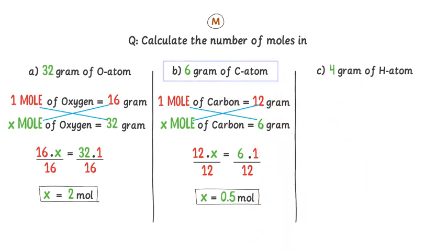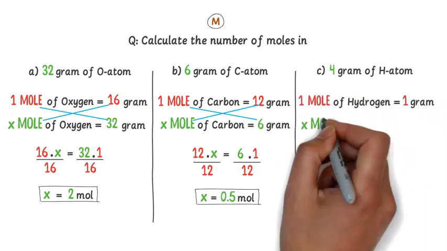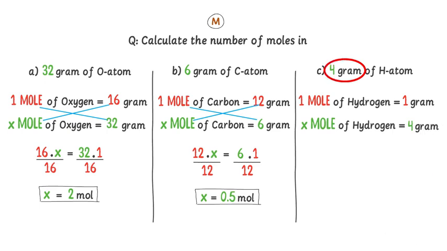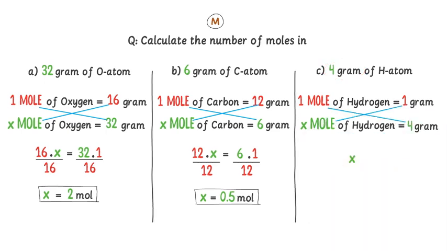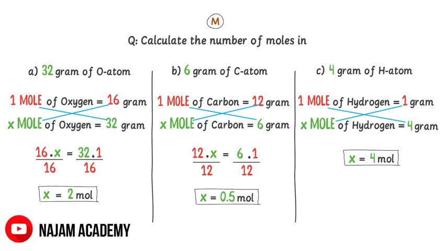Thirdly, in case of hydrogen, 1 mole of hydrogen is equal to 1 gram. Let X moles be there in 4 gram of hydrogen. Now cross multiply them. I get X is equal to 4. So there are 4 moles of hydrogen present in 4 gram. Therefore, in such type of numericals, we use the mass-mole relationship to calculate the number of moles.